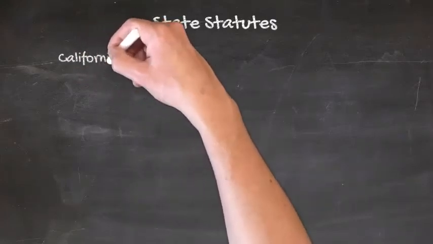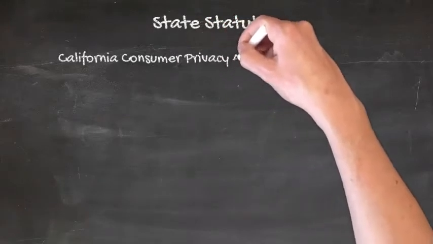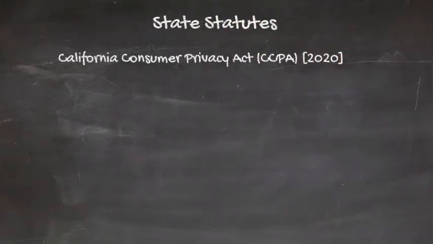Then we've got state statutes. The first one we have is the California Consumer Privacy Act, or CCPA, and this just became effective a few months ago. This particular statute governs privacy in California. This is a topic of an entire course, okay? So it would be very wise for you to take a look at this act, go do some Googling on it to read more about it.